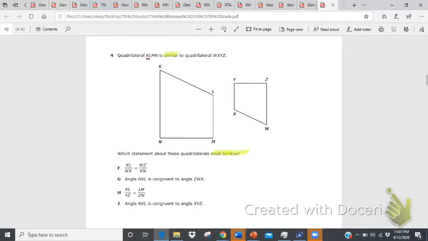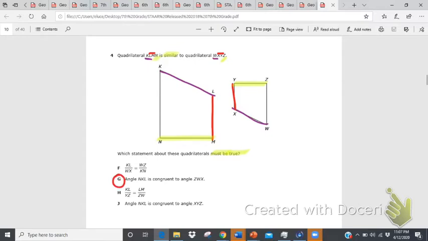Here, the first two letters are KL, which means segment KL corresponds with WX, which is right there. Next is LM, which corresponds with XY. Those are corresponding sides. And then the next one is MN, which corresponds with YZ. I'm just showing you that the corresponding sides are purple with purple, red with red, yellow with yellow, and unhighlighted with unhighlighted. But here, the correct answer, ladies and gentlemen, is letter G.